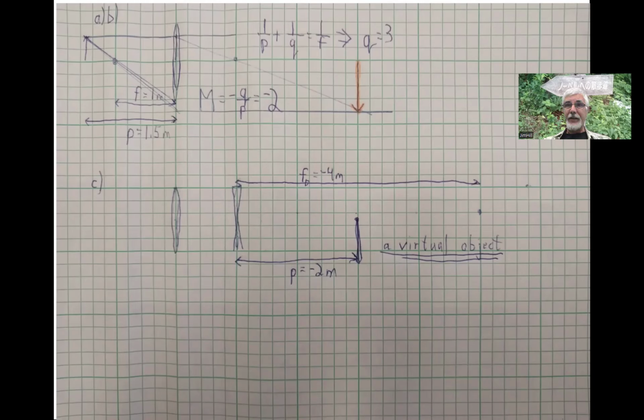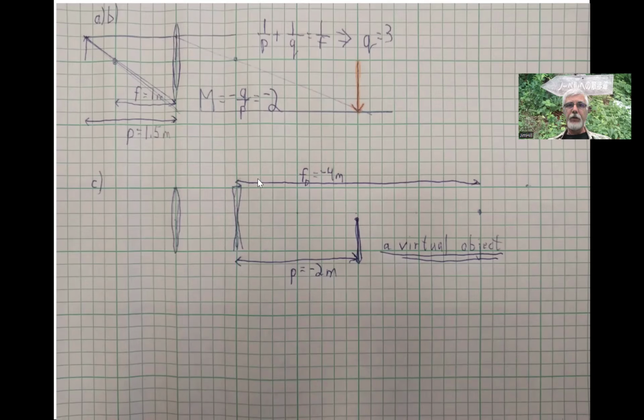I'm not saying that it has to be right away. I'm saying that it can, and that we can calculate it. So where that virtual object is 2 meters away from this, right? Again, the virtue of using the grid paper here is I don't have to get the ruler out. And it's 2 meters on the wrong side, so it's a -2 for P, or DO.